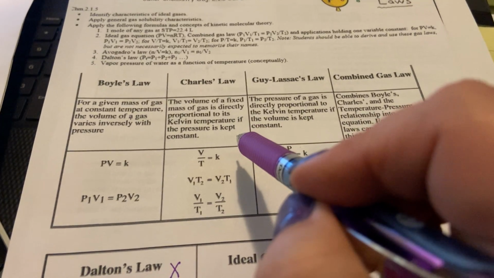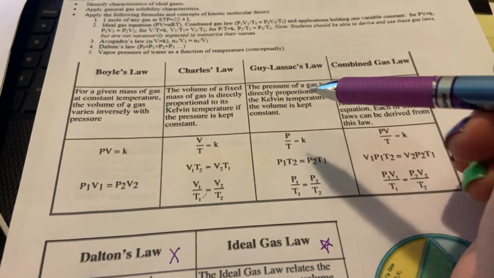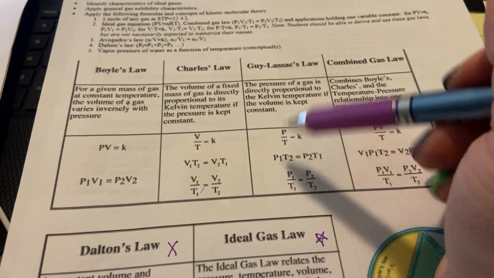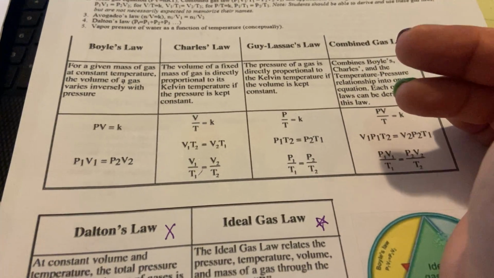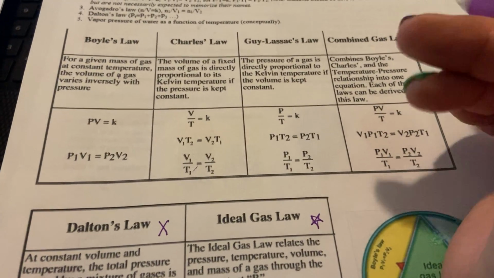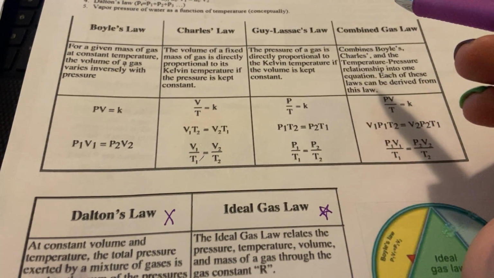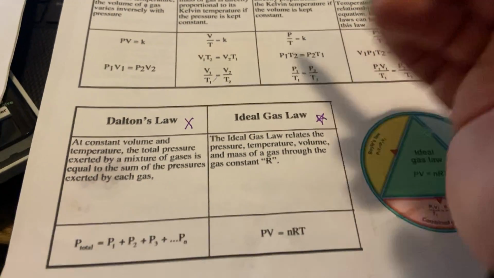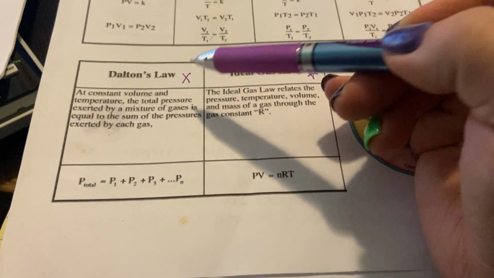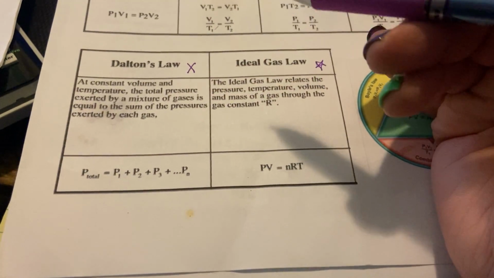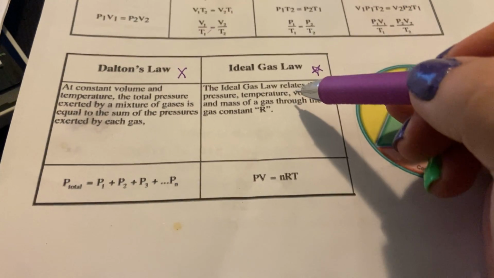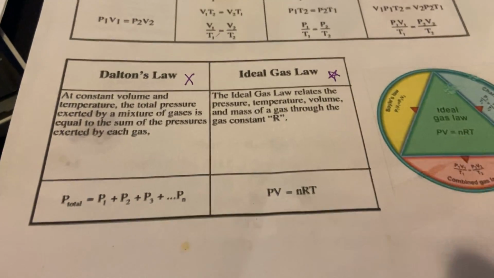They are posted on your reference table, so you do not have to memorize them, but you do have to know which one is which, because what if a final exam question says use the combined gas law, but yet you don't know what that one looks like. So just be able to recognize them. Don't worry about Dalton's law. We don't really use that one for what we need. And ideal gas law is going to become more important after this.